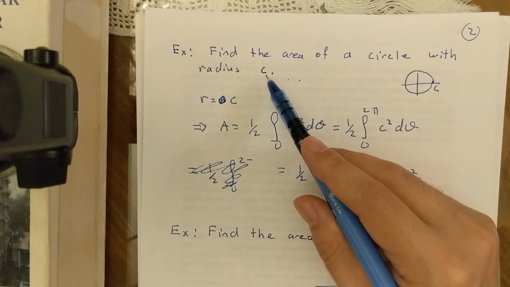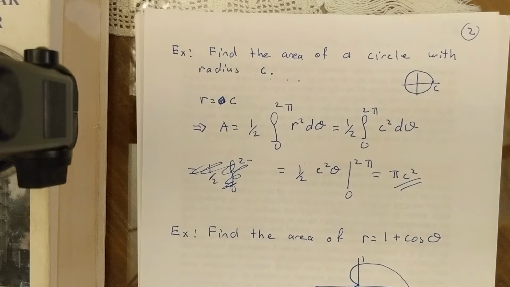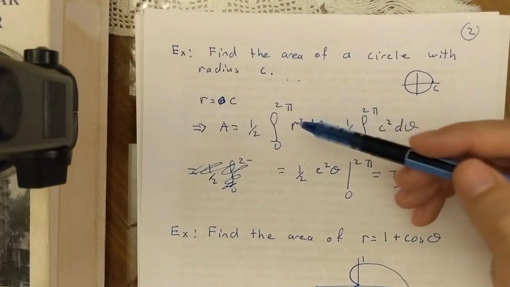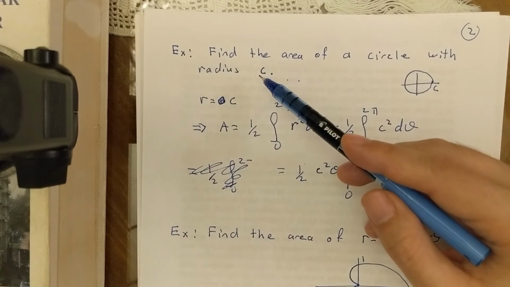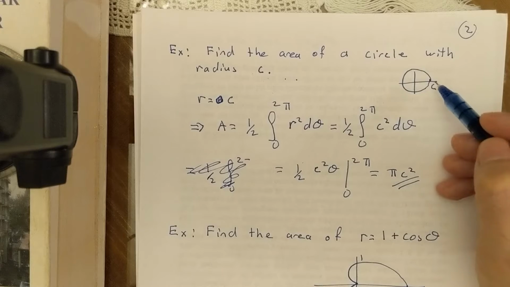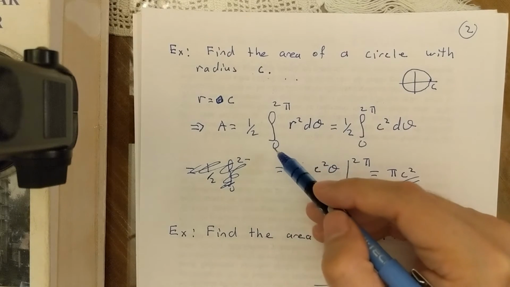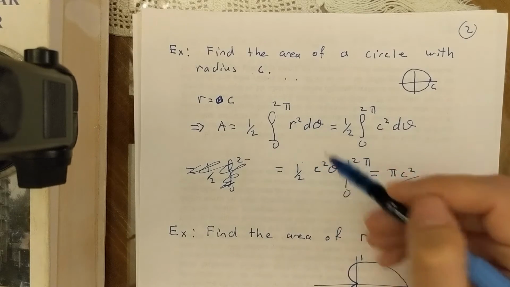I just wanted to say c because when we do multiple integrals in multivariable calculus, you do have dr d theta, not to be confused. So the radius is length c. Here I drew a picture. We have a circle of radius c. Now the area is 1/2 integral from 0 to 2 pi of r squared d theta.